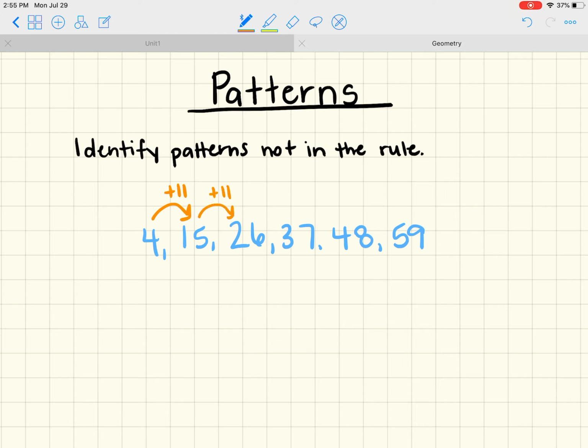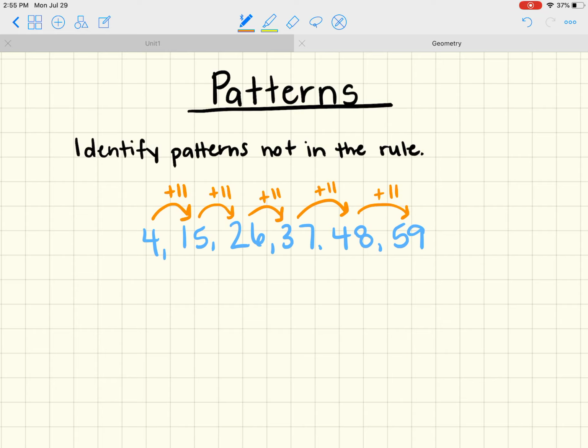Let's keep going. We want to check the whole sequence. That's going to work. Plus 11, plus 11, plus 11. So we have determined the rule. The rule here is to add 11 each time.